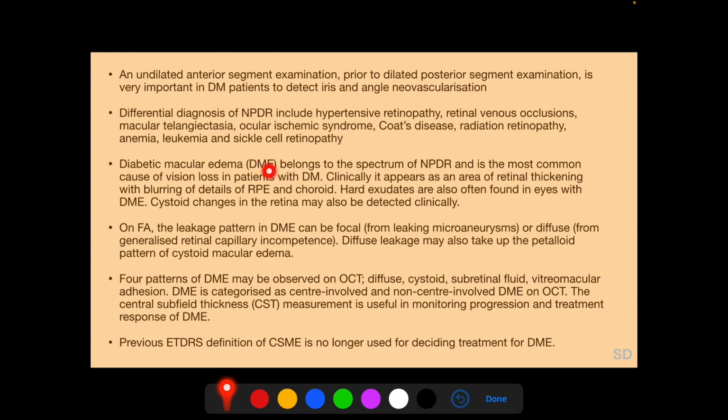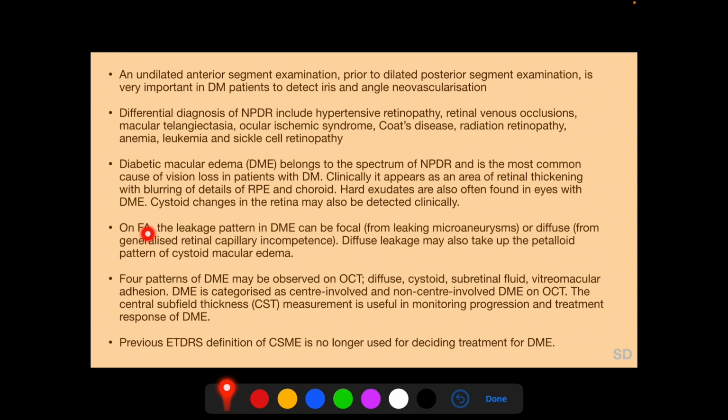Diabetic macular edema belongs to the spectrum of NPDR and is the most common cause of vision loss in patients with diabetes mellitus. Clinically, it appears as an area of retinal thickening with blurring of details of the retinal pigment epithelium and choroid. Hard exudates are often associated with DME, and cystoid changes in the retina may also be detected clinically in long-standing severe diabetic macular edema.